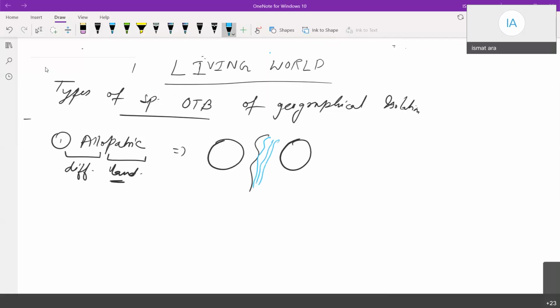This species cannot come here and this species cannot come here. So they are different species. This type of species are called allopatric species. Second one is parapatric species.